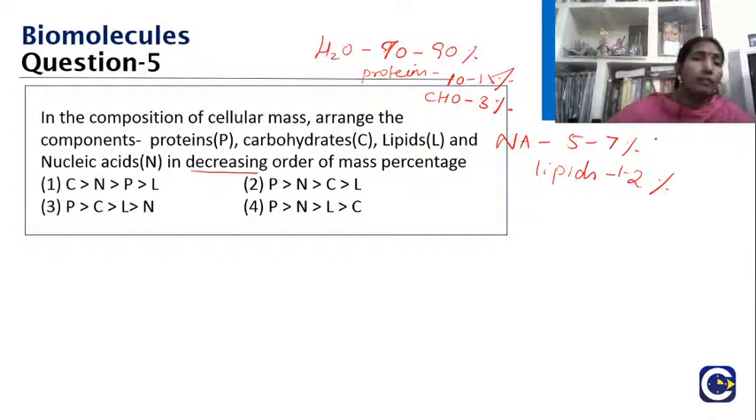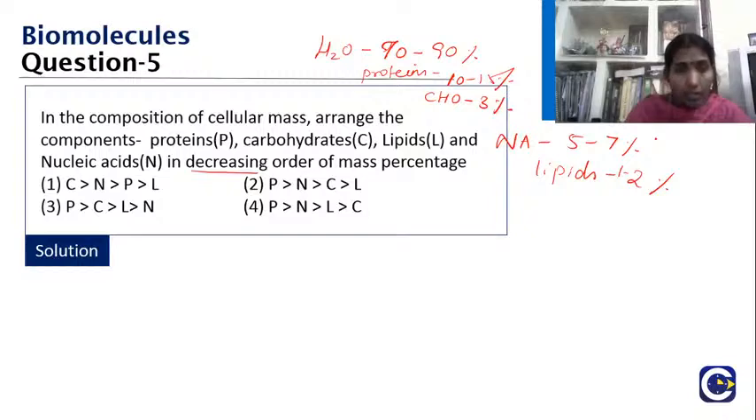So how are we going to arrange them? Yes students, you are right. Leaving aside the water, since we are talking about the mass, first comes the protein, right? Then the nucleic acid, then the carbohydrates, then the lipids. So this is the mass percentage arranged in decreasing order.